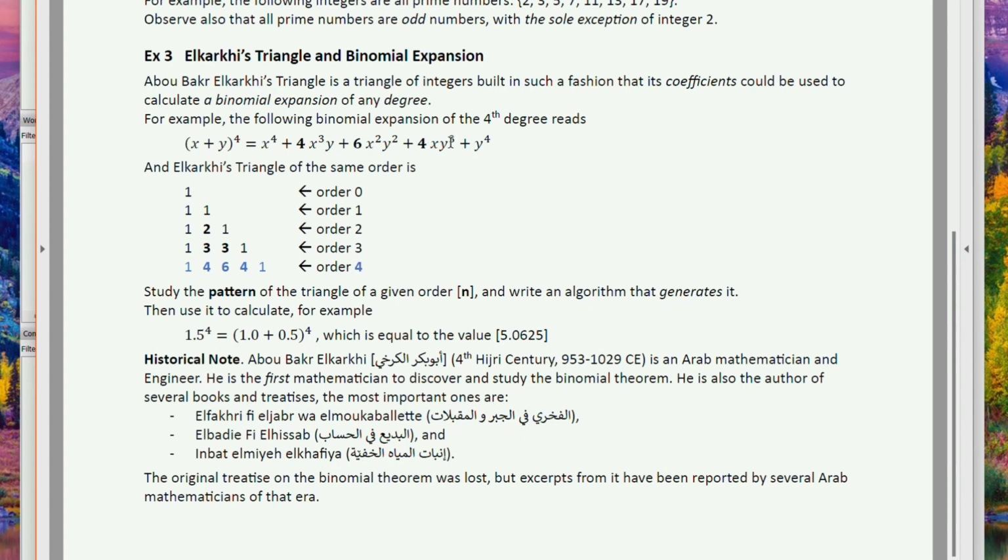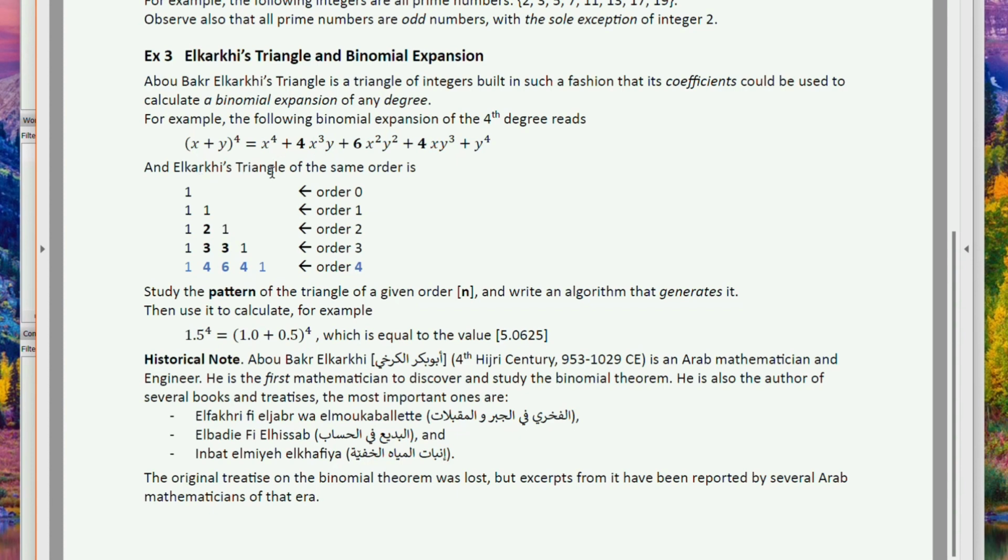The degree is always 4. 1 plus 3, 4. 2 plus 2, 4. 3 plus 1, 4, and so on. In each term, the degree is always 4, but spread between x and y.